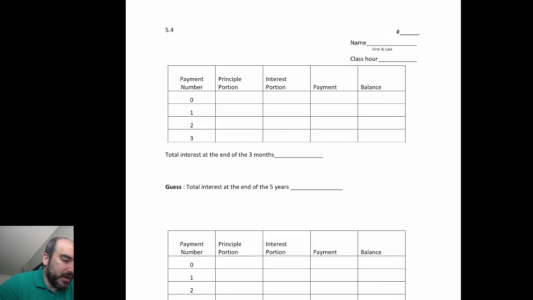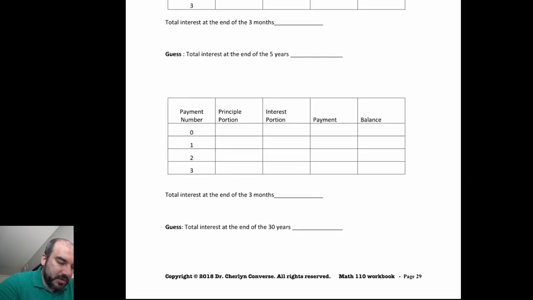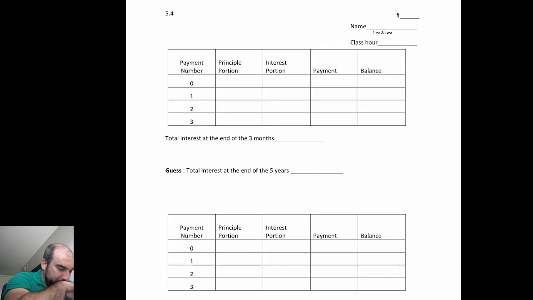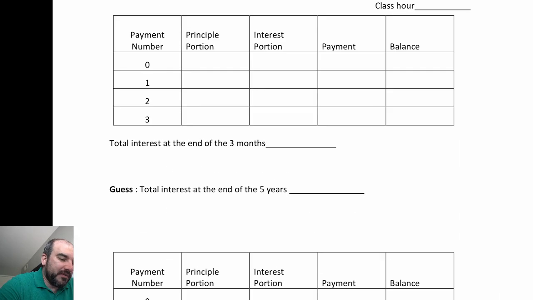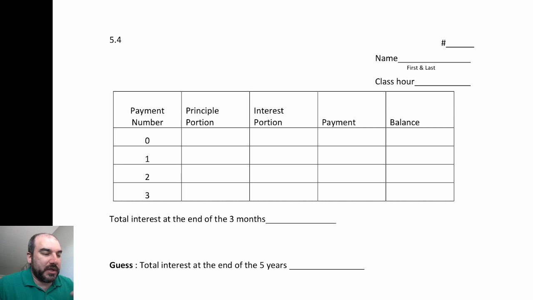Today we're working on the workbook, page 29. So if you have the workbook, open that page, please. If not, you're going to have to use line paper for now and then transfer it over to your workbook when you have it in your hands.